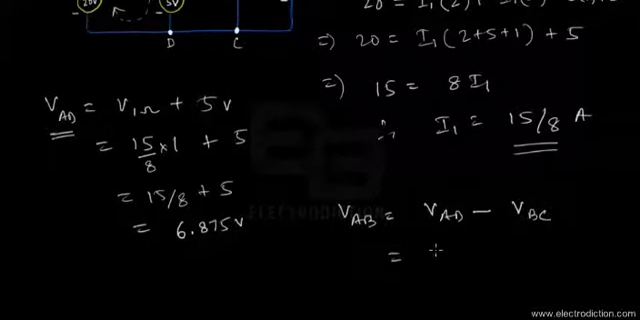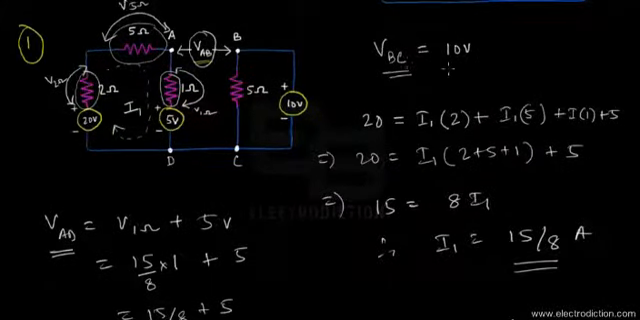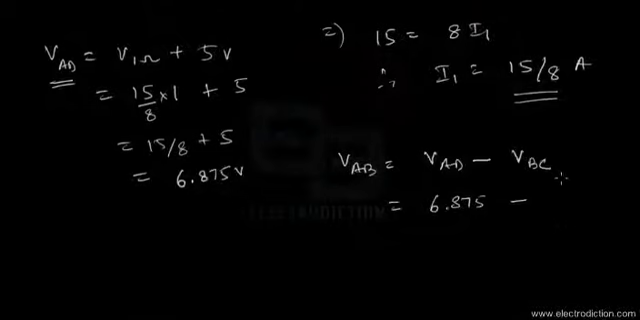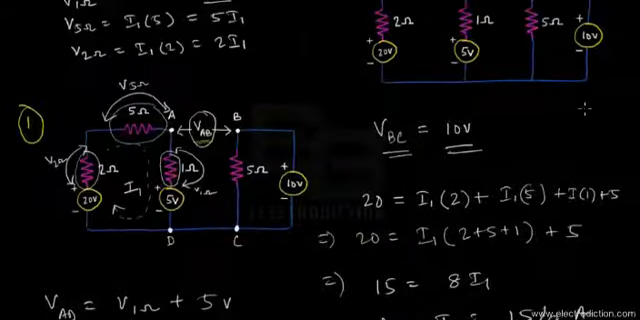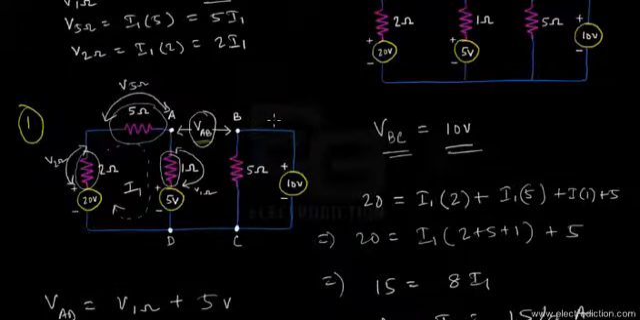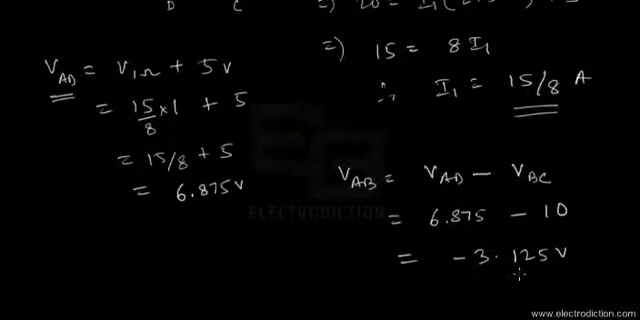So here VAB is 6.875 volts minus VBC, which is 10 volts, as you can see over here. So we're going to put it over here. There you go. And now this result would be minus 3.125 volts. There you go. So we can see that the terminal B is at a higher potential compared to the terminal A. So that's why VAB is negative, as you can see.